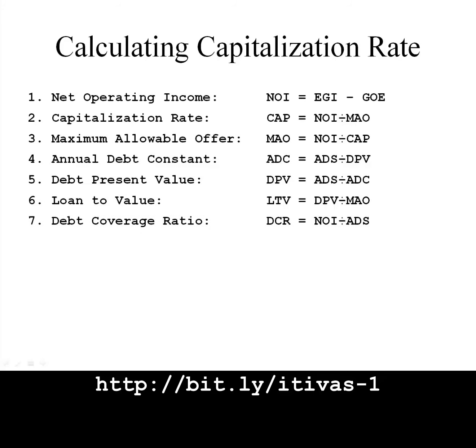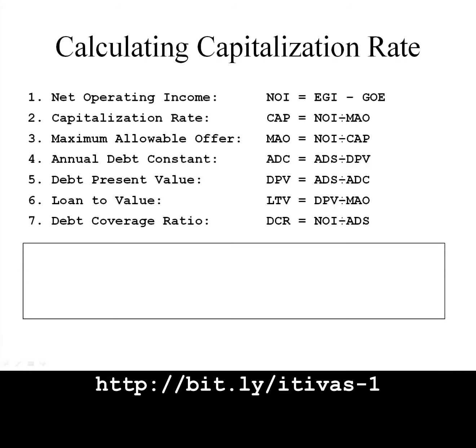Debt coverage ratio is the net operating income divided by the annual debt service. From these equations, we can then calculate the cap rate. It's equal to the net operating income divided by the maximum allowable offer. It's also equal to the debt coverage ratio times the annual debt constant times the loan-to-value ratio.